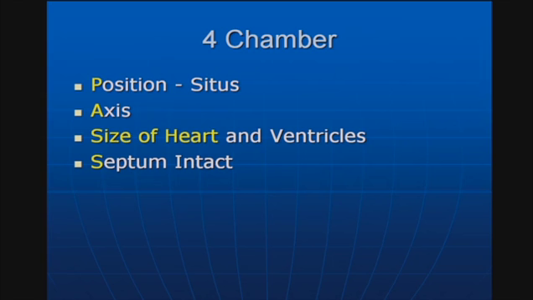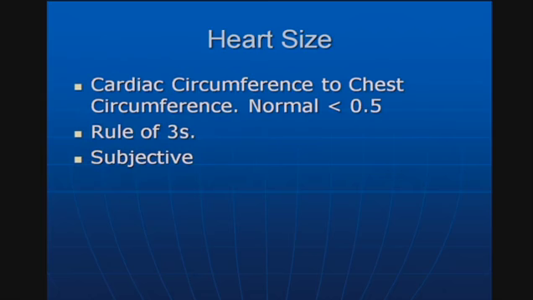Next, we'll look at the size of the heart, and then I'm going to look at the size of the ventricles. So size of the heart, we can look at this subjectively, and that's probably as good as anything. I think the heart looks normal because I've seen a number of hearts over and over again. So I could say that heart size is about normal. We can use rules of 3, or we can use a cardiac circumference, where the cardiac circumference to the chest circumference should be less than about 0.5.